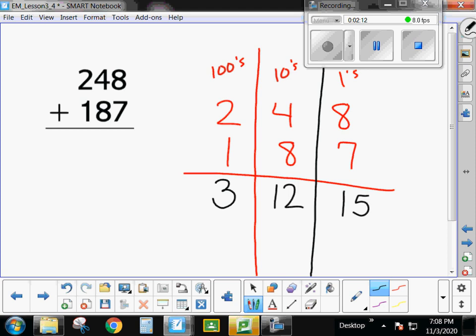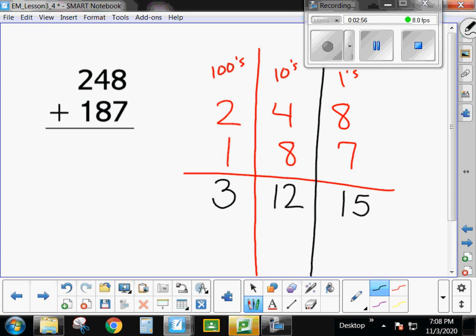Now here's what's going to be really important with this strategy. We can't leave two digits in each of these place values. If you see one of these columns has a double-digit number in there, we're going to have to trade. You know how when we're using base 10 blocks, if we have more than 10 ones, we have to trade it for a 10, right? If we have more than 10 tens, we have to trade it for 100. So now that I have my columns added up, I'm going to look to see, are there any columns that have more than 10?